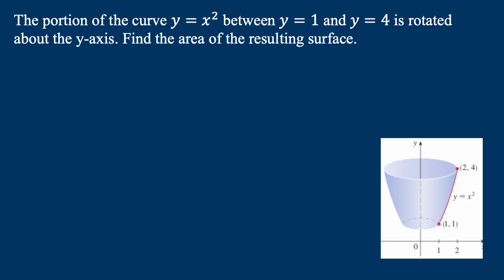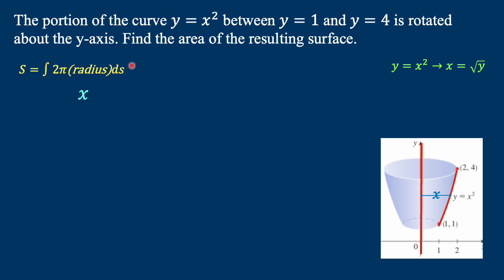Let's have another example. This time we have the curve y equals x squared, and we're going to rotate it about the y-axis. What kind of formula do we have to use for this area? We have to use 2 pi radius ds. The radius this time is x, right? So we solve the function for x: y equals x squared, so x equals the square root of y.